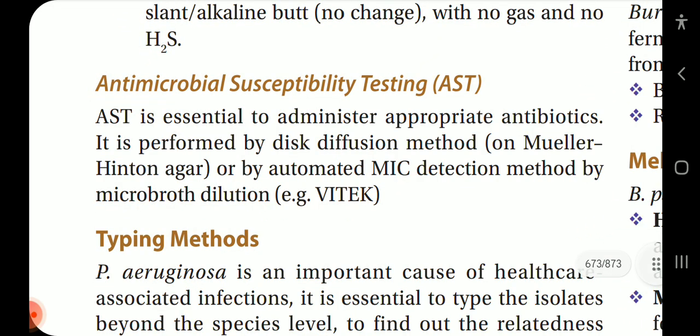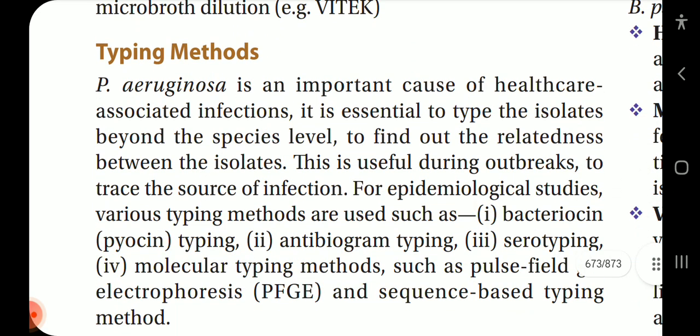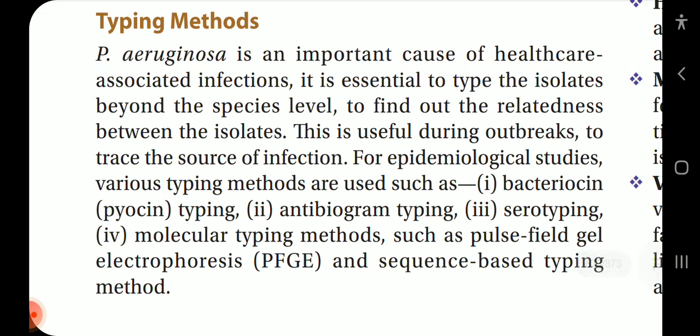Now coming on to antimicrobial susceptibility testing. AST is essential to administer appropriate antibiotics. It is performed by disc diffusion method on Mueller-Hinton agar or by automated MIC detection method by microbroth dilution, example Vitek. Typing methods. Pseudomonas aeruginosa is an important cause of healthcare associated infection.